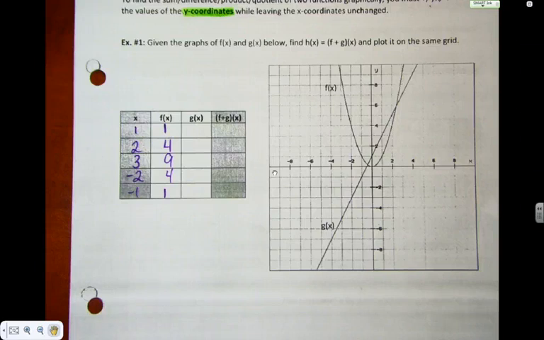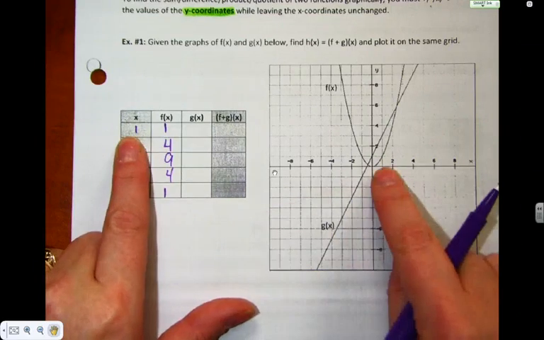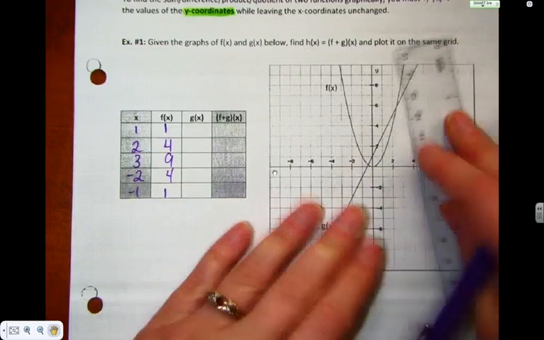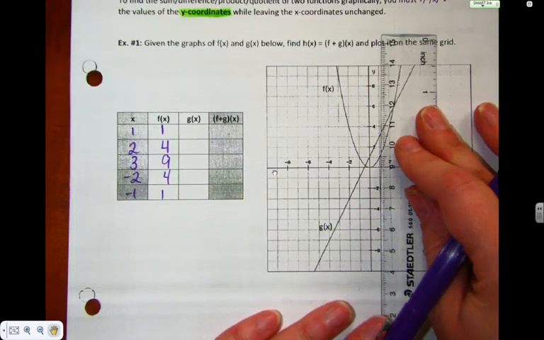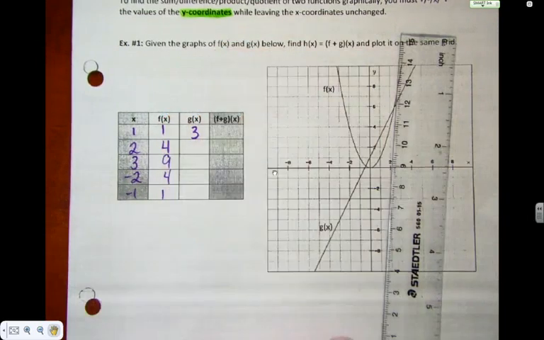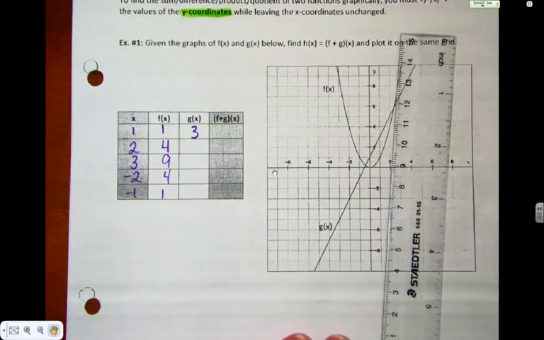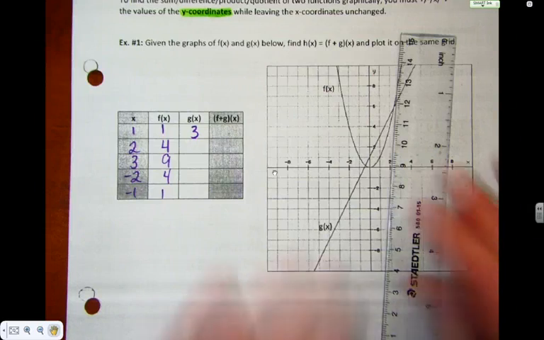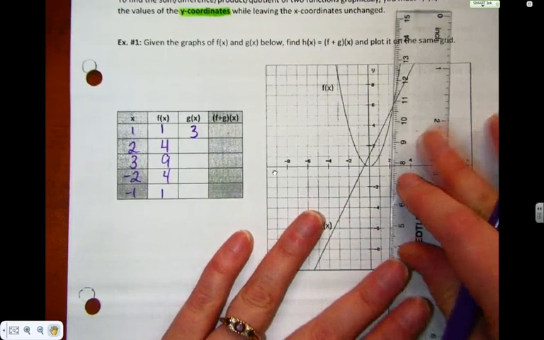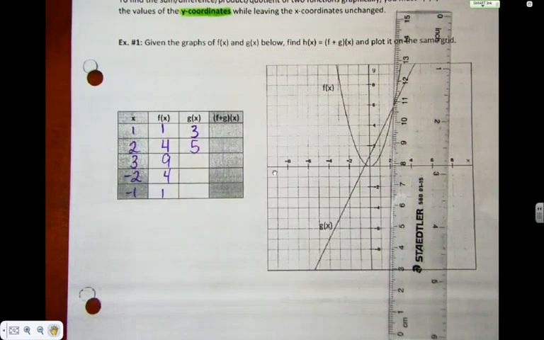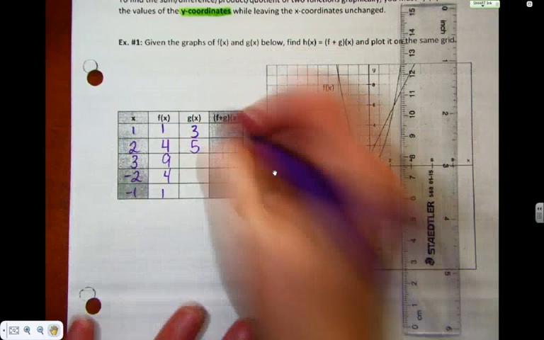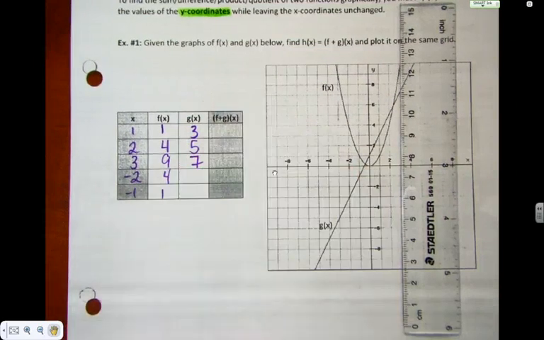Okay, now we're going to do the same thing. So go to where x equals 1. Now we're going up to g of x. And again, if you're visual, the ruler might help. Okay, tell me what's the y coordinate of g of x where x equals 1. 3. Confirm. Okay, go to 2. 5. And at 3, 7. Confirm.